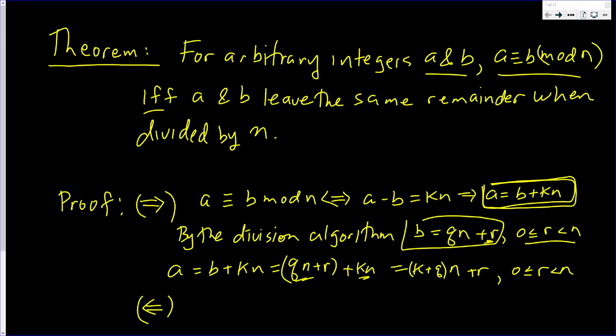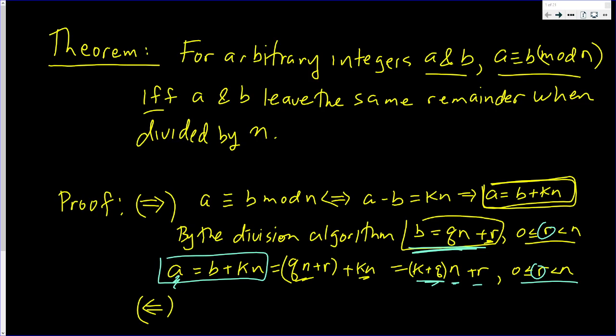Okay, so what we've shown is that from the division algorithm, a is equal to this multiple of n plus r, where r is where it should be, between 0 and n. And by the division algorithm, we show that when you divide a by n, you also get the same remainder. Okay, so we got the same remainders.